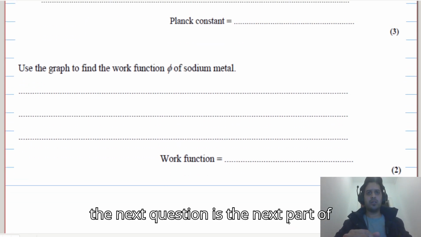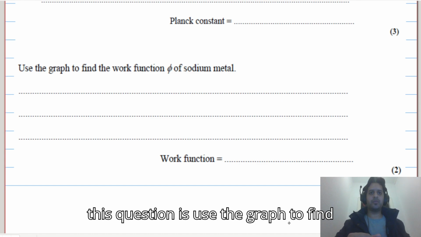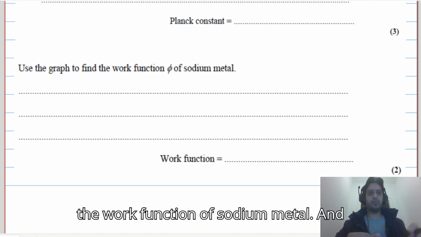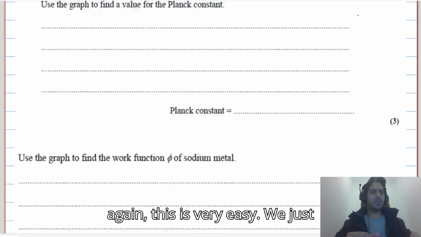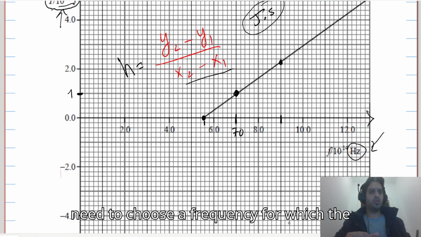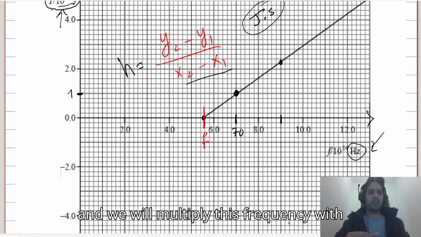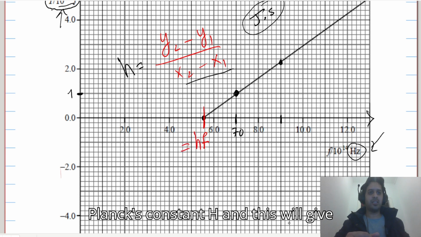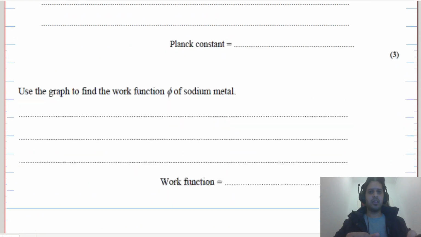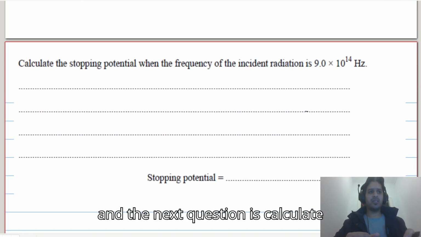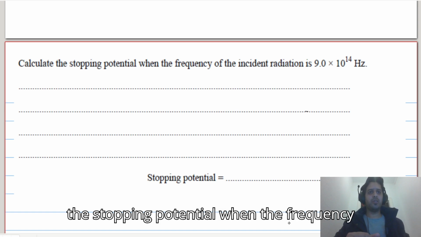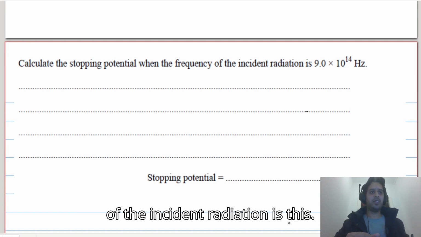The next part of this question is, use the graph to find the work function of sodium metal. And again, this is very easy. We just need to choose a frequency for which the kinetic energy is just 0. We also call it threshold frequency, which is this. And we will multiply this frequency with Planck's constant h, and this will give us phi. This is work function. And the next question is, calculate the stopping potential when the frequency of the incident radiation is this.